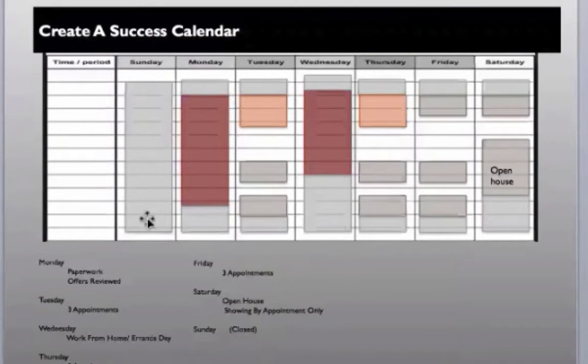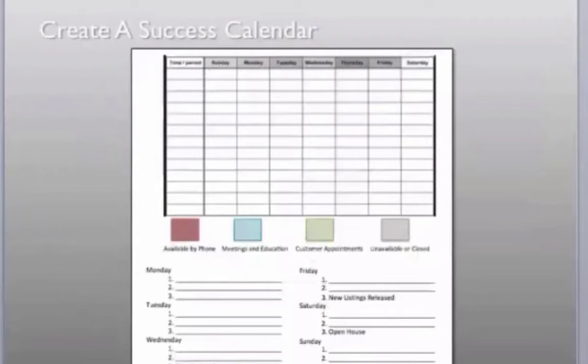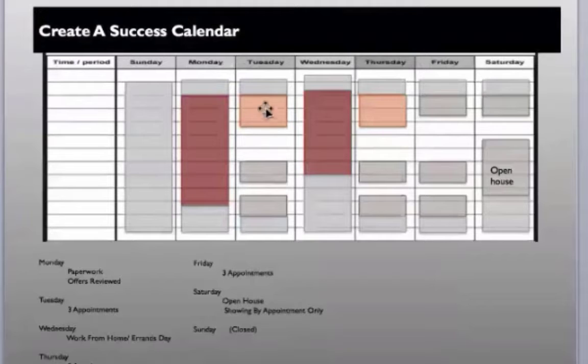What we did here is Sunday is an off day. So this person doesn't work on Sundays. Monday is a telephone day. If you go back to this, they're available by phone. And then right here is a lead generation spot. So they're setting some time aside to generate business.